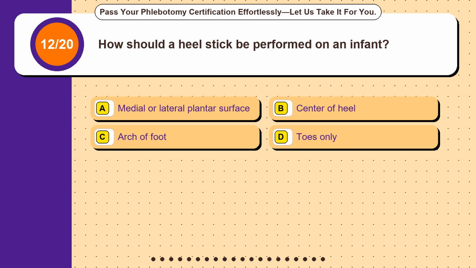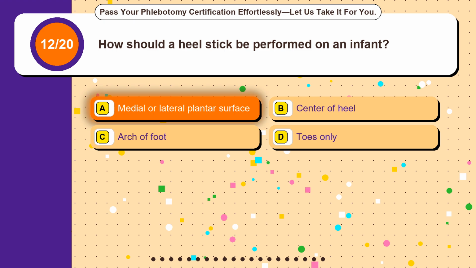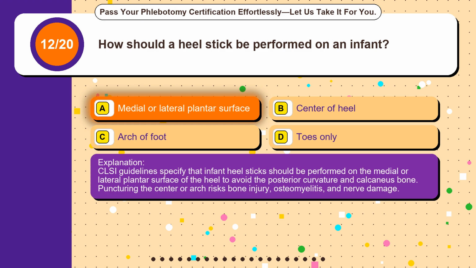Question 12. How should a heel stick be performed on an infant? Option A, medial or lateral plantar surface. Option B, center of heel. Option C, arch of foot. Option D, toes only. The correct answer is option A, medial or lateral plantar surface. CLSI guidelines specify that infant heel sticks should be performed on the medial or lateral plantar surface of the heel to avoid the posterior curvature and calcaneus bone. Puncturing the center or arch risks bone injury, osteomyelitis, and nerve damage.